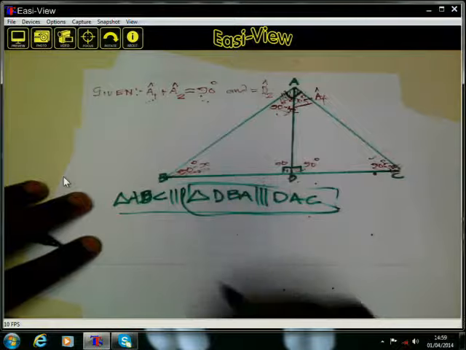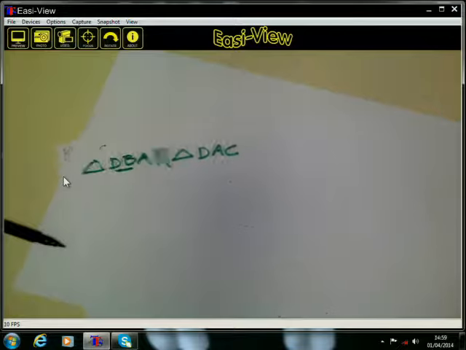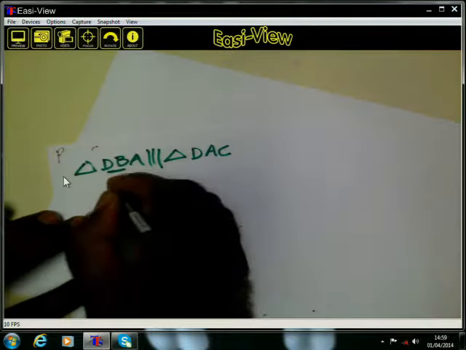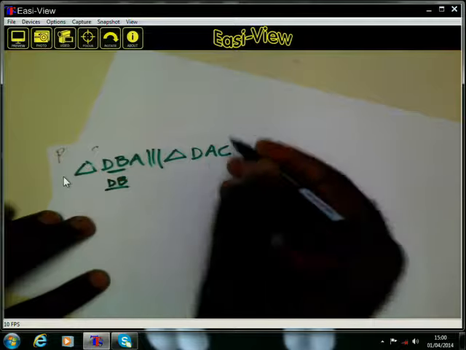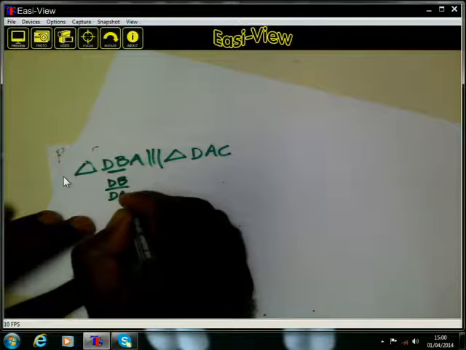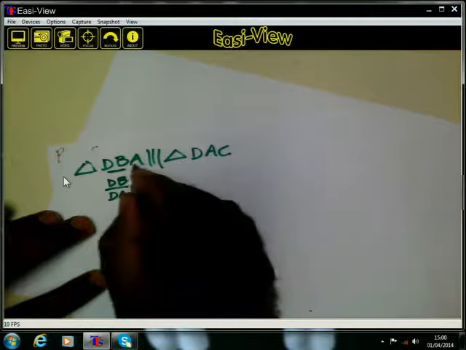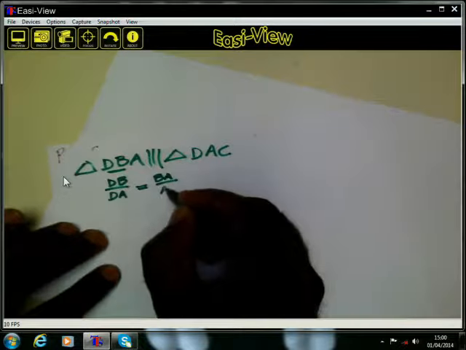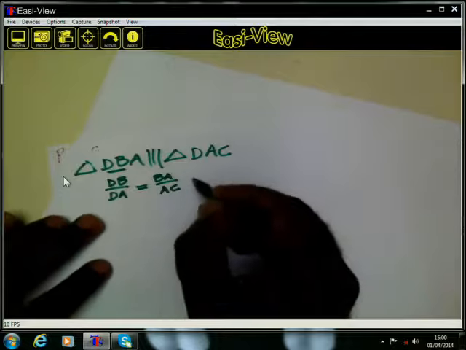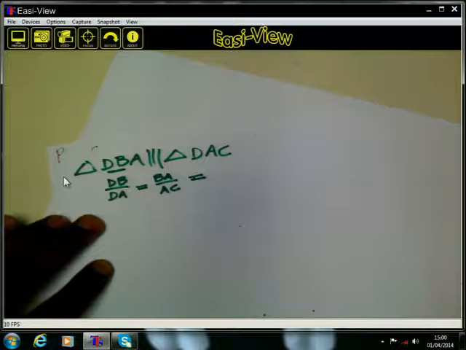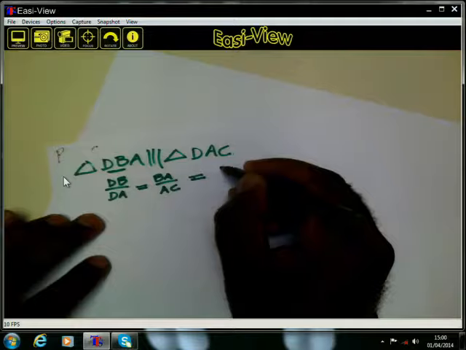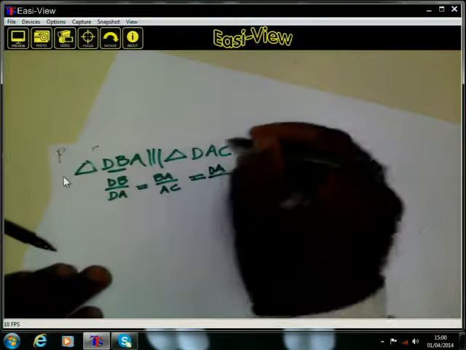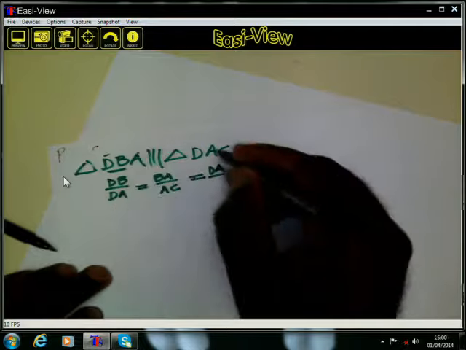Now I'm looking at this. If that is the case, then we can come up with this conclusion: DB over DA, or AD, must be equal to BA over AC from that triangle. Since we cannot come up with the conclusion again here, we can extrapolate and take it further: we know we can have side DA over side DC. Now taking the outside over DC.